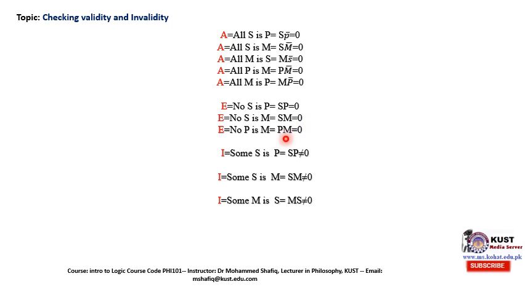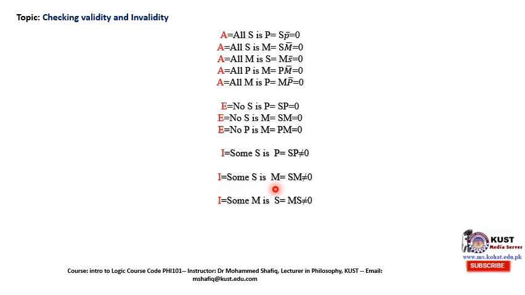So SM is equal to 0. No P is M, PM is equal to 0. So same is the case with I. In I, if you remember, we put X in the area that is SP, and SP is not equal to 0. We put X over there in the area of SP.